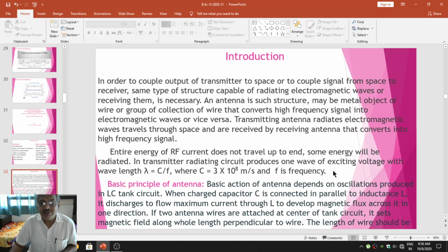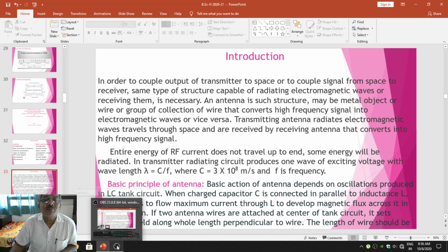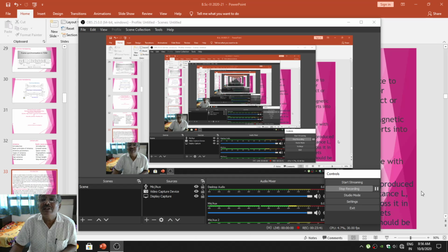Friends, hereafter we are going to study in detail regarding the antenna, how an antenna works. That we are going to study in the next period. Today we will stop here only.